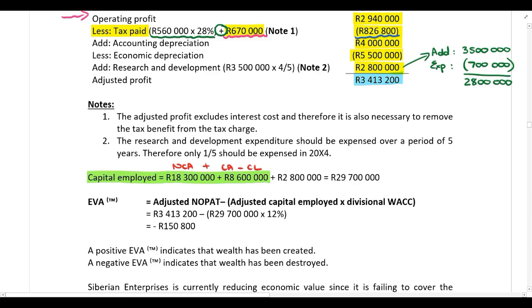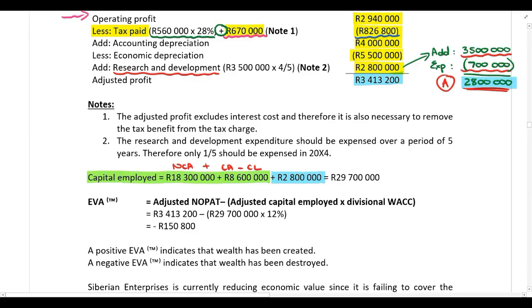Then please just remember, we said we were going to capitalize these research and development costs and expense them over the period we expect to receive the benefit. So we capitalized 3.5 million rand, and in 20x4 we expensed 700,000, which means we are still sitting with an asset of 2.8 million rand. So please note that is going to affect your capital employed because it is an asset. So that must be taken into account in your calculation.